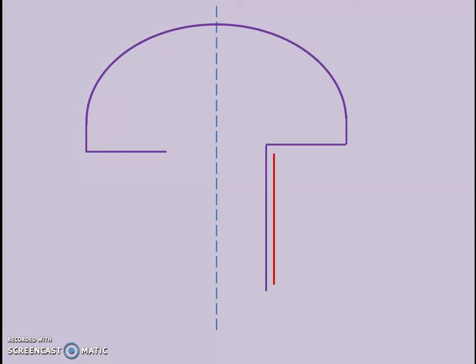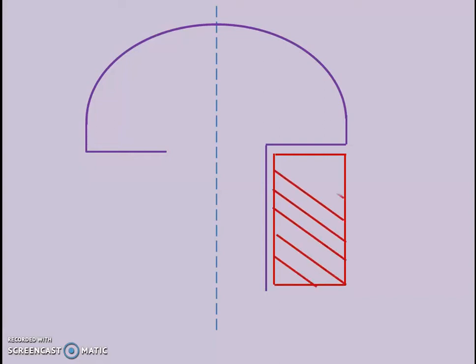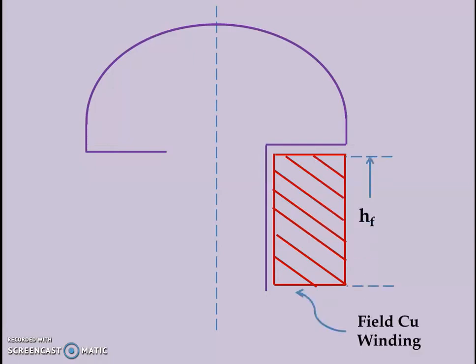radial length of the pole is divided or distributed in several parts. So this is one of the salient poles we have taken. The field winding is wound across the length of the pole body. So this is the field winding. So this is the height of the field winding. So the main part is the height of the field winding. And then we have B_G, that is a saliency in the salient pole type of rotor.